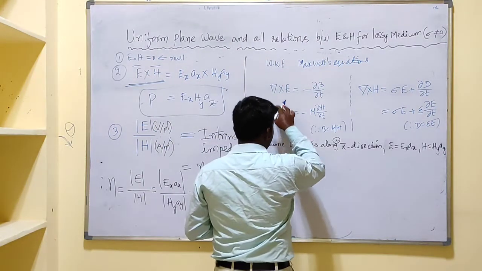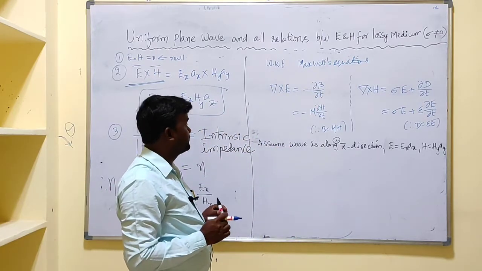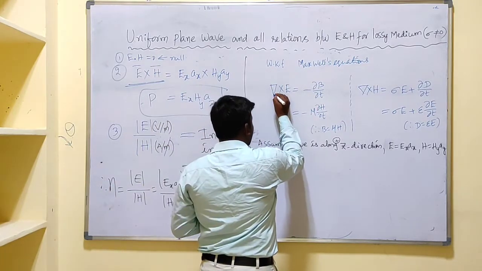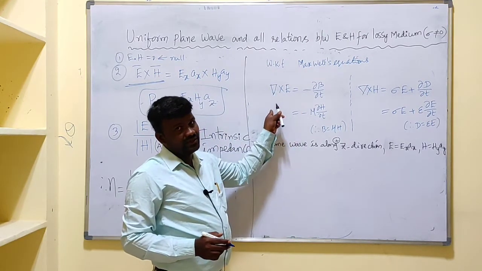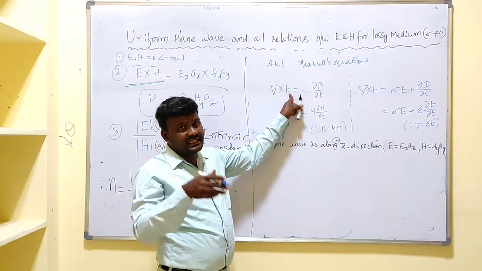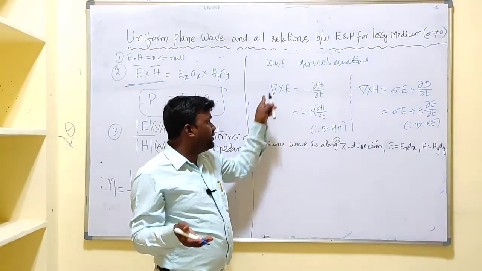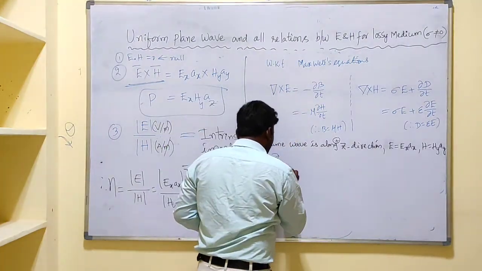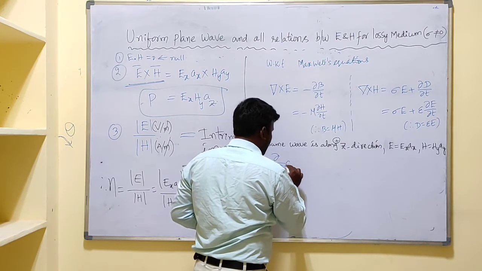Del is ∂/∂x ax plus ∂/∂y ay plus ∂/∂z az. As the wave is traveling along the z direction, we require the variation of E with respect to z only. As the wave is traveling along the z direction, this E is constant in the xy plane, whereas it varies with respect to z. That is ∂/∂z only. We need to take this one, ∂/∂z az.